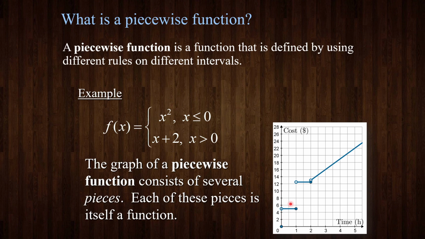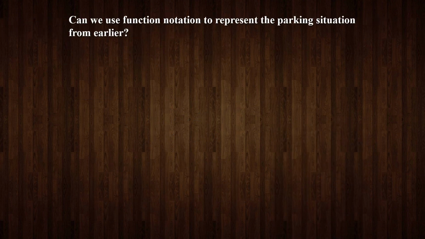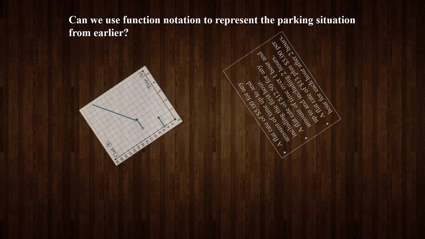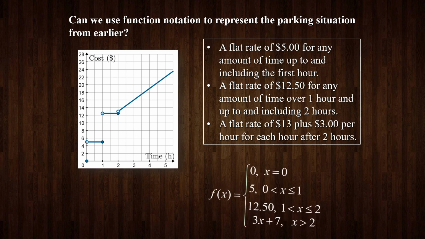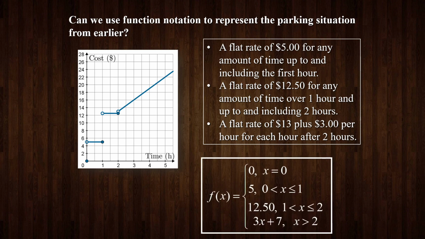And the graph of a piecewise function consists of several pieces, and we've already seen that. There's a bunch of pieces here, 4 pieces to be exact. We have our dot here, we have our horizontal segments here and here, and we have our other line there that has a slope of 3. Now, can we use function notation to represent the parking situation from earlier? Actually, yes, we can. Here's a reminder of what that was all about.